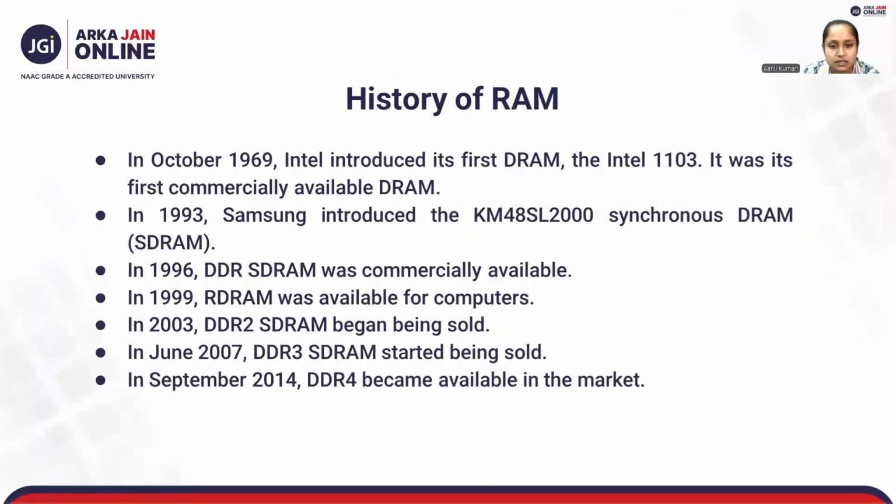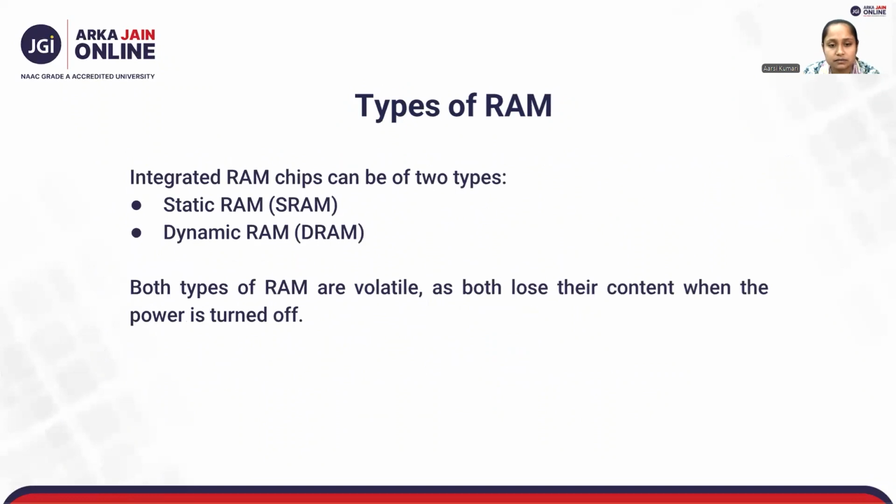In 1993, Samsung introduced the KM48SL2000 synchronous DRAM, SDRAM. In 1996, DDR SDRAM was commercially available. In 1999, RDRAM was available for computers. In 2003, DDR2 DRAM began being sold. In June 2007, DDR3 SDRAM started being sold. In September 2014, DDR4 became available in the market.